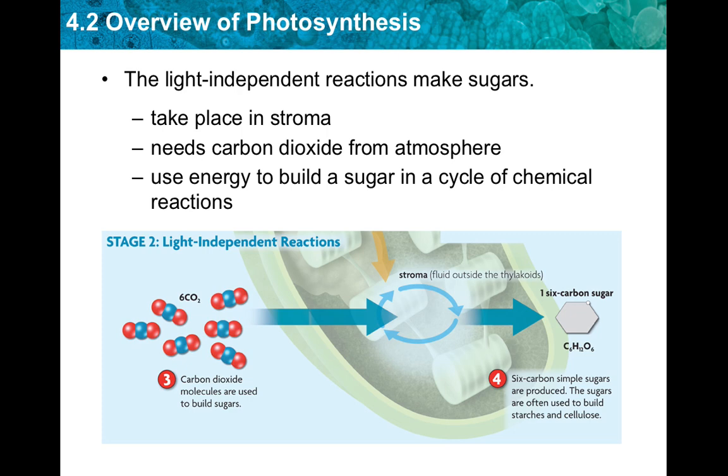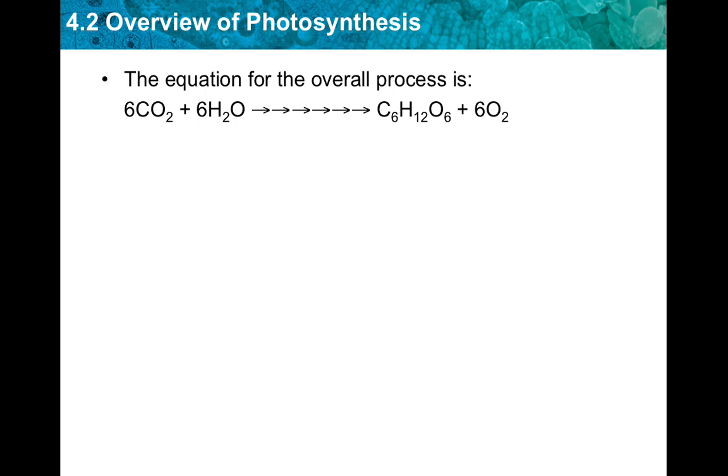C6H12O6. So overall, the equation for photosynthesis is 6 carbon dioxide and 6 H2O molecules equals, or implies, and we have 6 arrows here to show how many steps occur during the reactions, and the results are C6H12O6, which is a sugar named glucose, and 6 oxygen molecules.